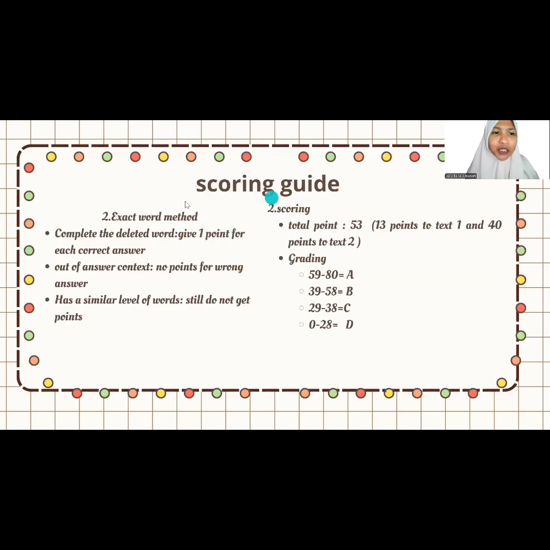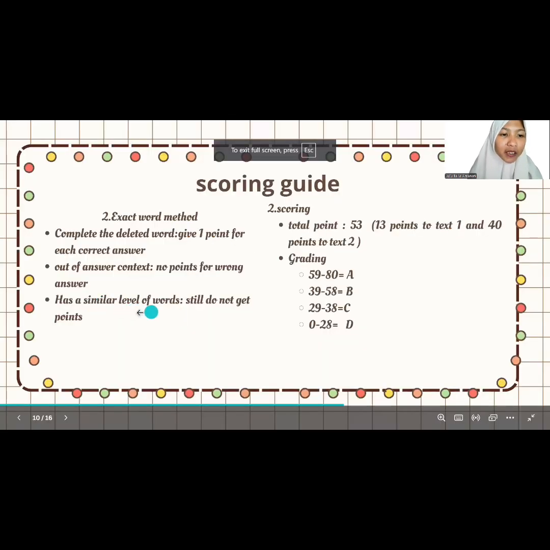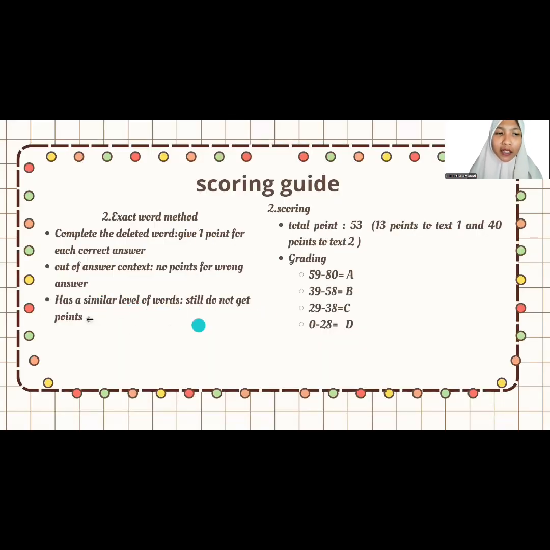And for scoring, I use the exact word method, which is to complete the deleted word, giving 1 point for a correct answer. An incorrect answer or out of context gets no point. A word with a similar level of meaning still does not get points. The total is 53 points: 3 points for text 1 and 40 points for text 2. This is the grading for our question.